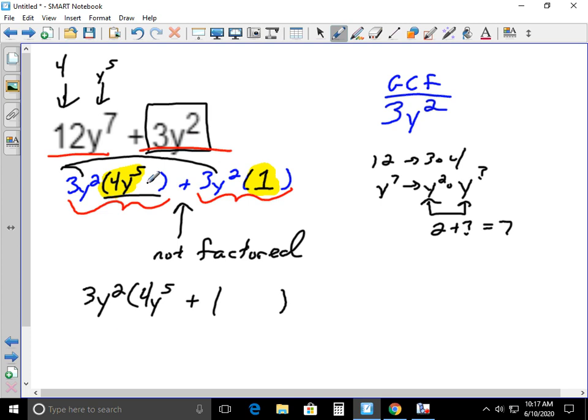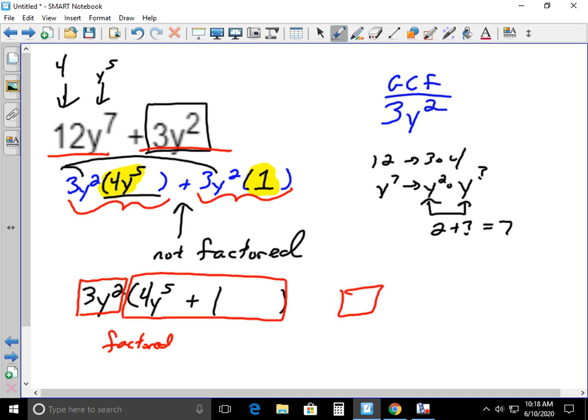So this is factored. Yes, there is a plus on the inside, but in the bigger picture, on the outside, we have something times something. So that is a product that is factored. As long as there's no adding on the outside of parentheses, that's factored.